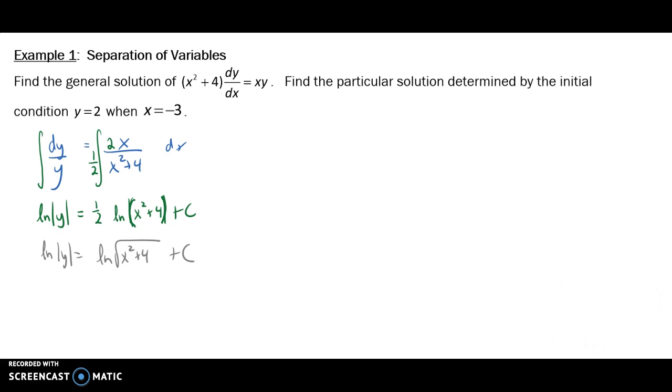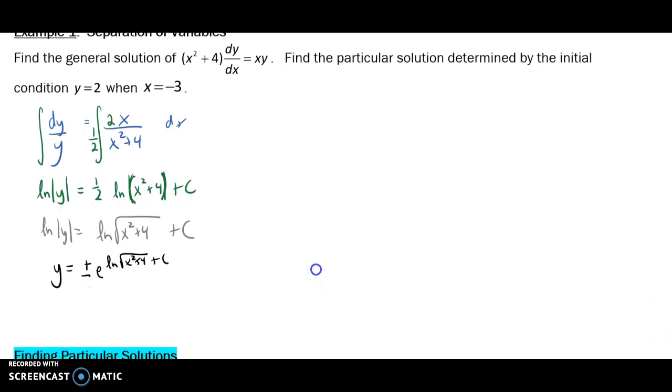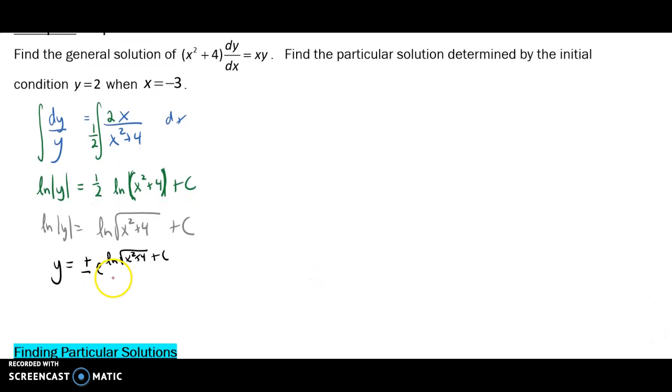And now, to get rid of the ln from both sides, we can take e to the power. So we have e to the ln of y, which makes it just become y on the left. And on the right, I am going to write everything. It's e to the ln square root of x squared plus 4 plus c. Now note on the absolute value bar there, because of that, we're going to at least temporarily put a plus minus here to accommodate for that. And then this right side, we can simplify it quite a bit. E to the ln of the square root of x squared plus 4. Well, e and ln are inverse operations of each other, so those are really going to cancel each other out.